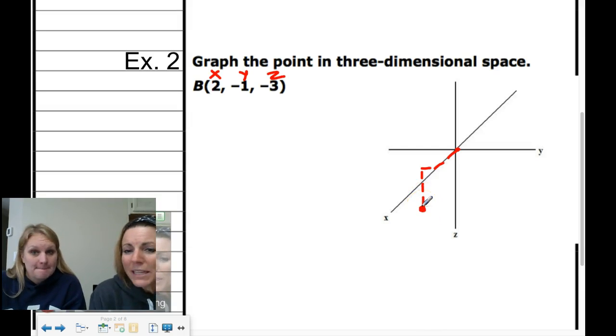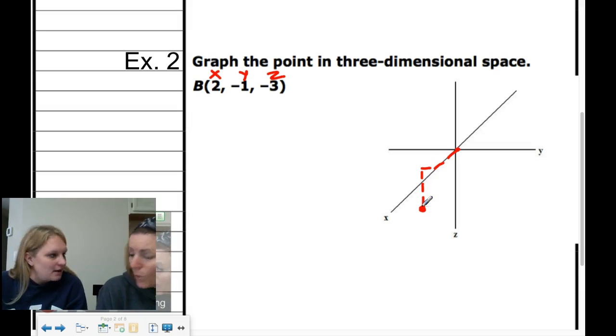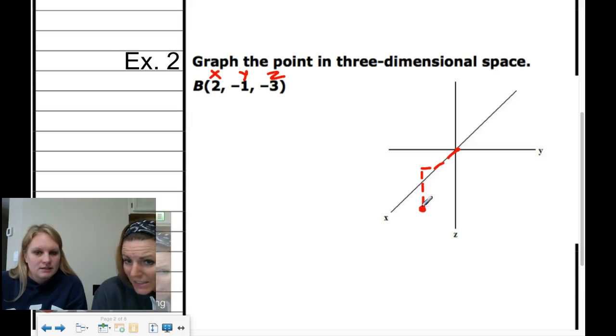And notice how great Miss Boyd did. That's all we need to see. We like the tick marks, because then we know what you're counting, whether you do lines on the axes or do the tick marks.